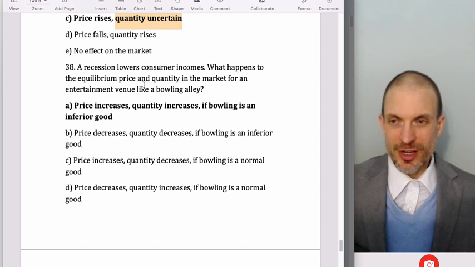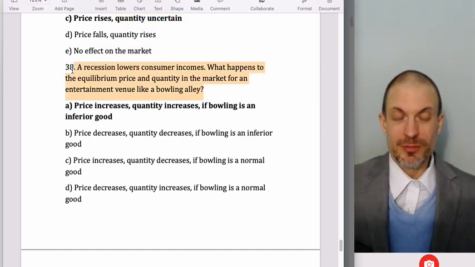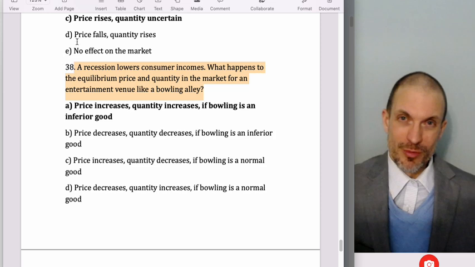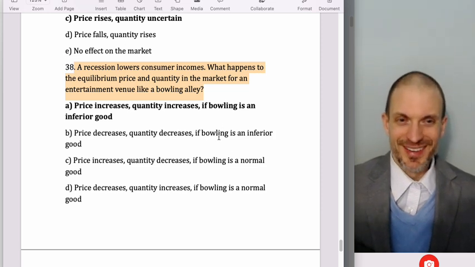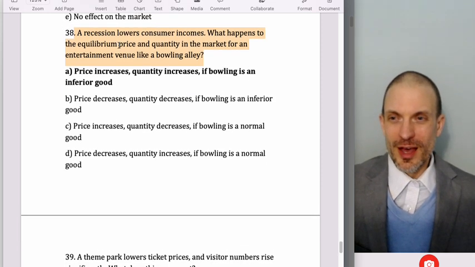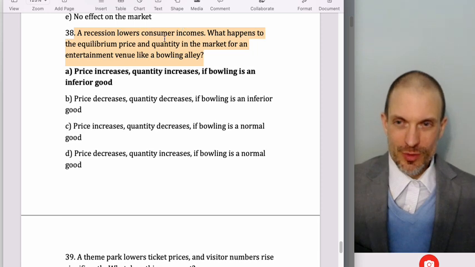Recession lowers consumer incomes. What happens to the equilibrium price and quantity in the market for an entertainment venue like a bowling alley? Okay, well, consumer incomes are lower, but what about if they're normal or inferior? That's part of the question, right? So if you have lower consumer incomes and nothing else happening, this is going to affect the demand side.